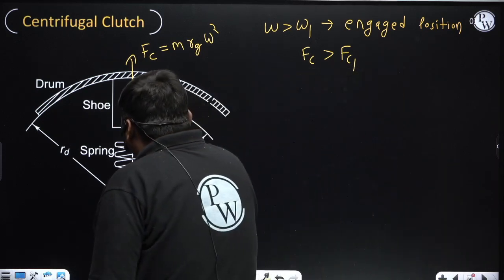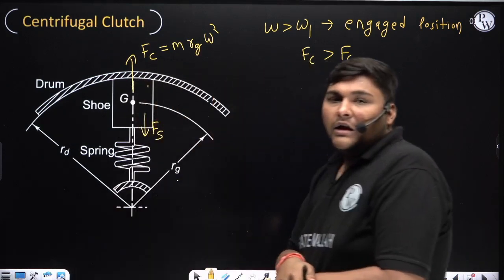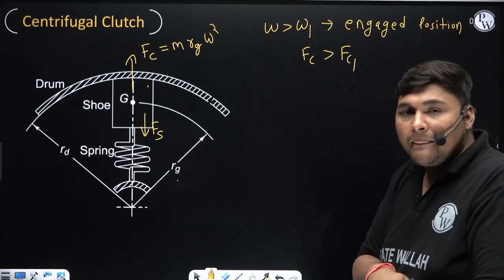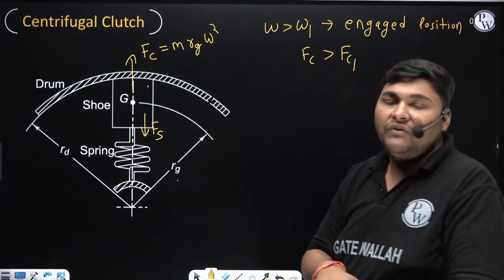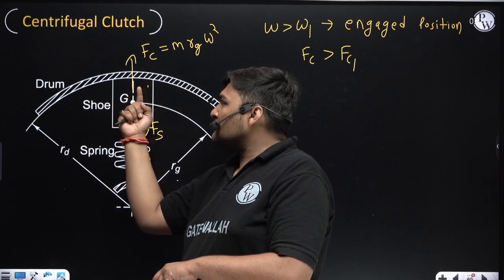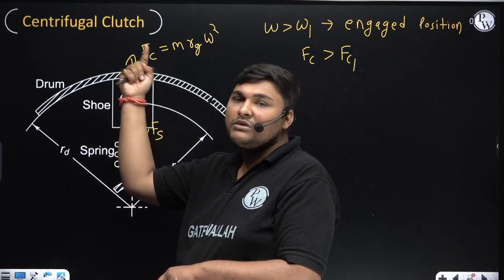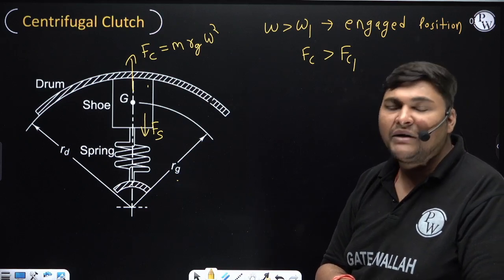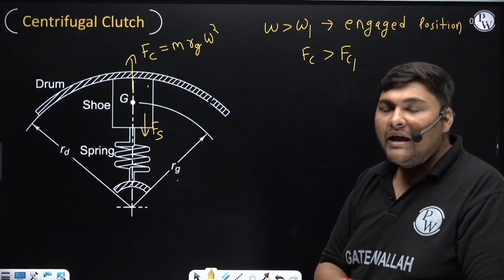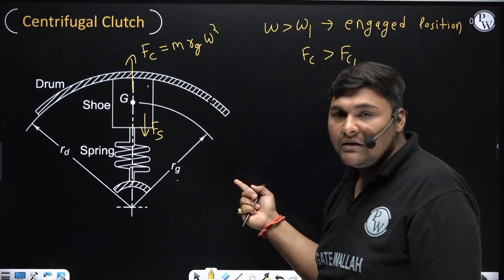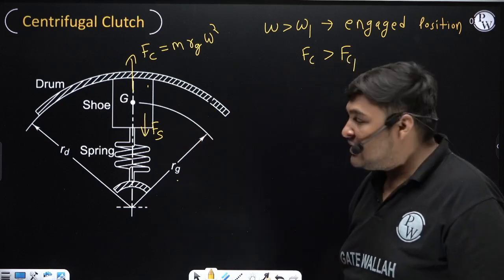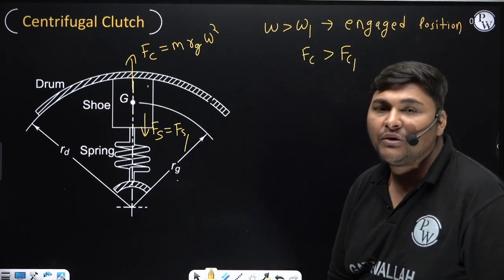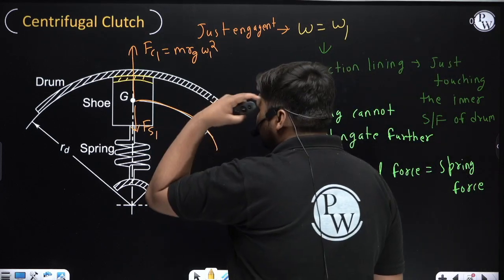Suppose I denote the spring force of this position by Fs. Now centrifugal force has increased, so it will try to elongate the spring further, but the spring cannot elongate further, because the motion of the shoe due to centrifugal force is getting restricted by this drum. The spring wants to elongate further, but it cannot due to the restriction by the drum. And since the spring cannot elongate further, can I say the spring force of this engaged position will be same as the spring force of the just engaged position, that is FS1? So here FS will be same as FS1.